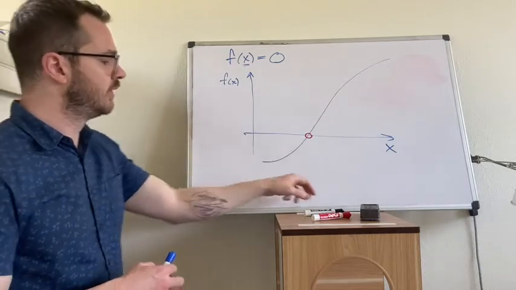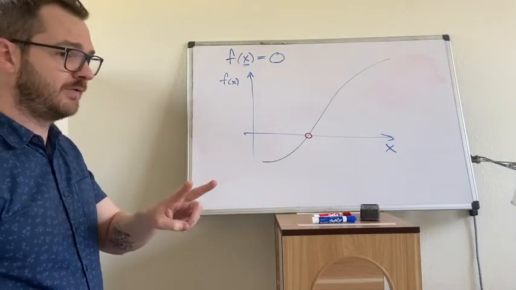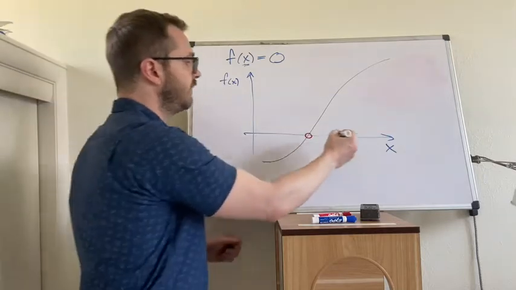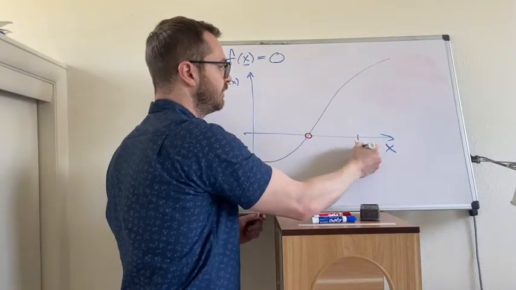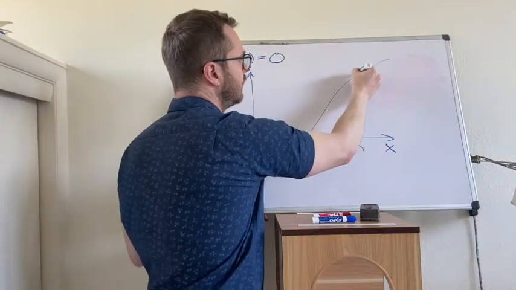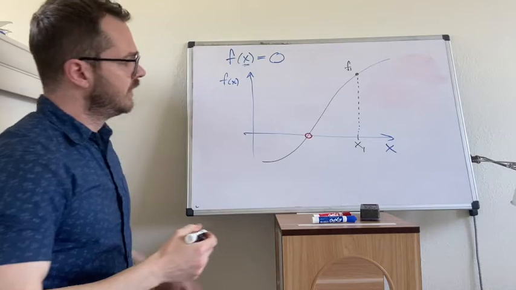What are we going to do? We're going to pick one point. Remember in the bisection method we picked 2, right? This time we're only going to pick 1. So let's pick a point somewhere over here. Let's say here's x1. So here would be f1.